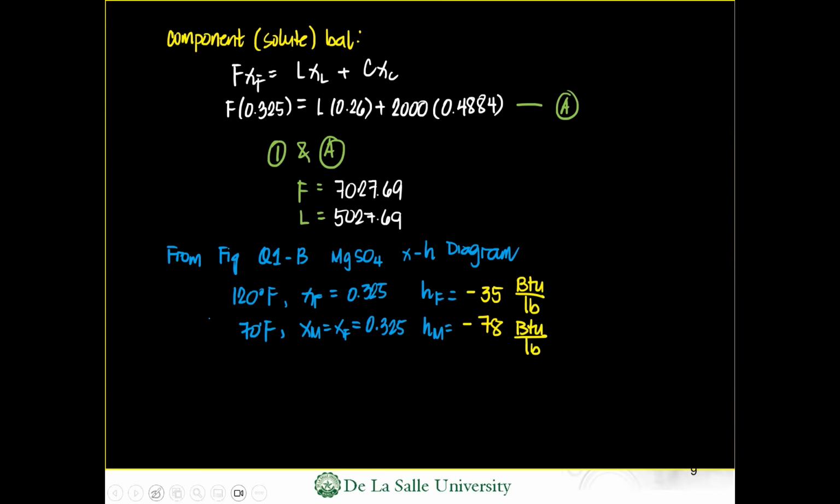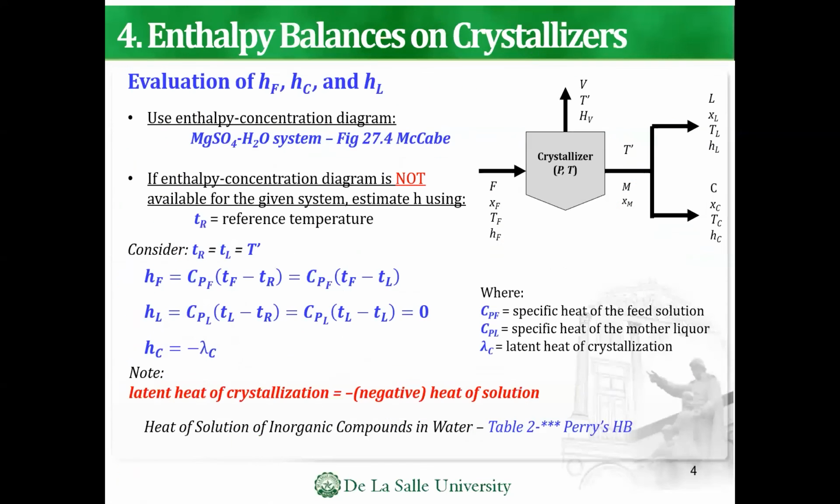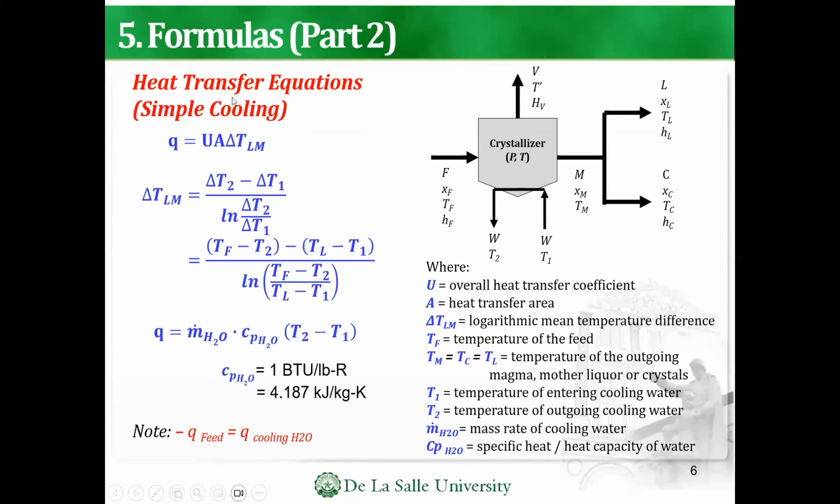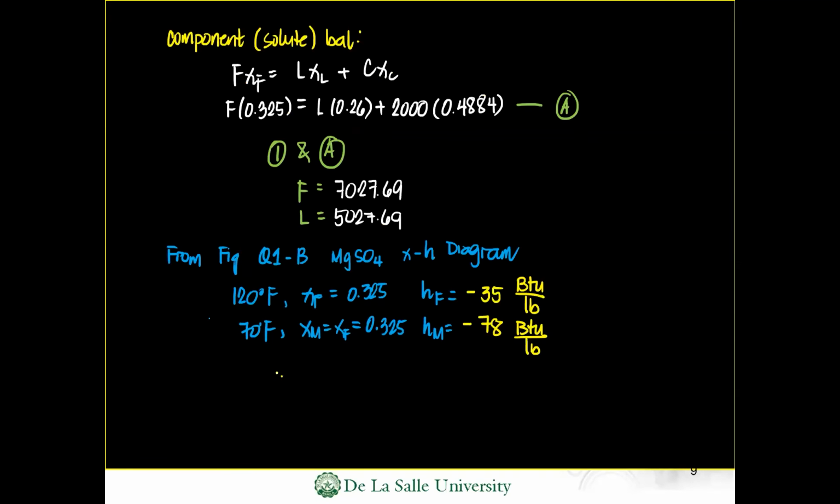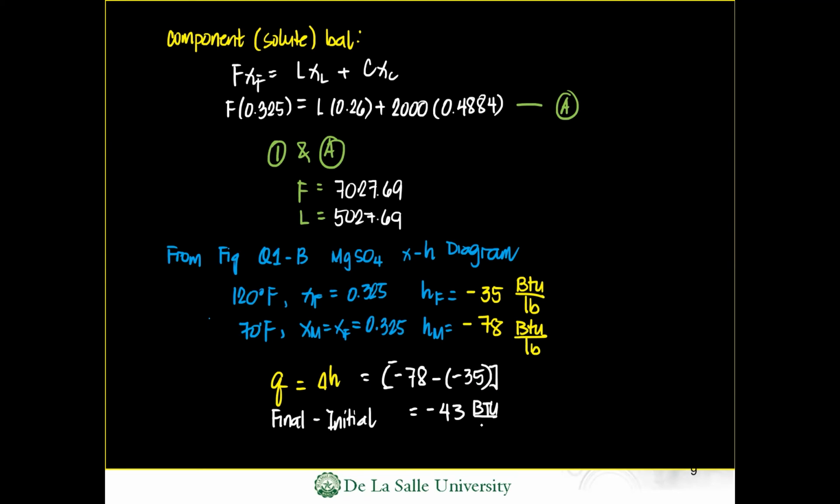So why do I have to know this? Because take note, what's the formula? Basically, Q is the change in enthalpy. So what's that? Final minus initial. The final is negative 78 minus negative 35. You will get how much, guys? Negative 43 BTU per pound.